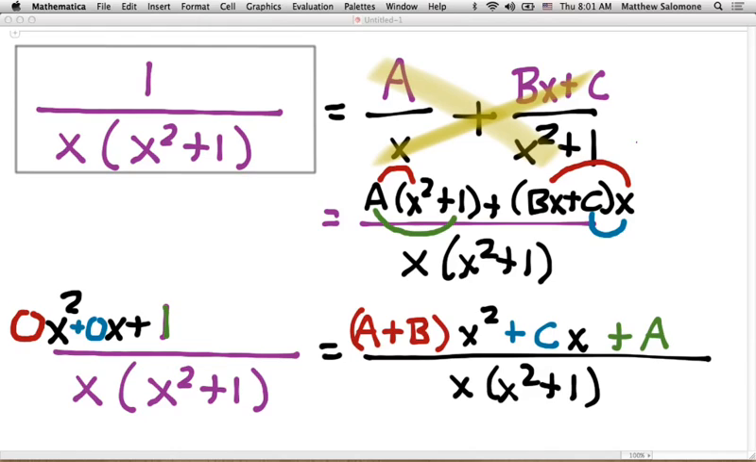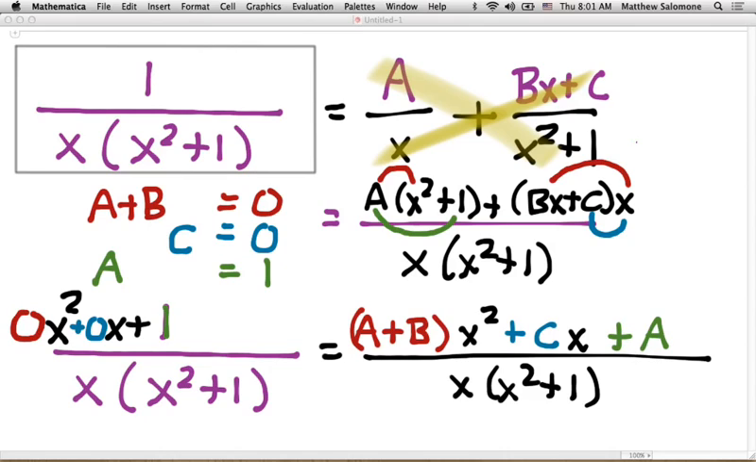So our system of equations begins with a plus b, the coefficient of x squared, is equal to 0, and continues with the coefficient of x is also 0, and finishes with the constant term equals 1. So now we have a 3 by 3 system of linear equations. Luckily, though, this one is much simpler to solve than most. In fact, the third equation already tells us what a should be, and the second equation already tells us what c should be. So with that information, what is b? -1. Yep. So b is equal to -1.